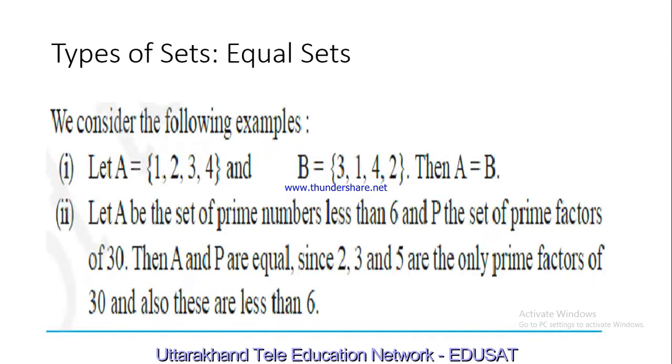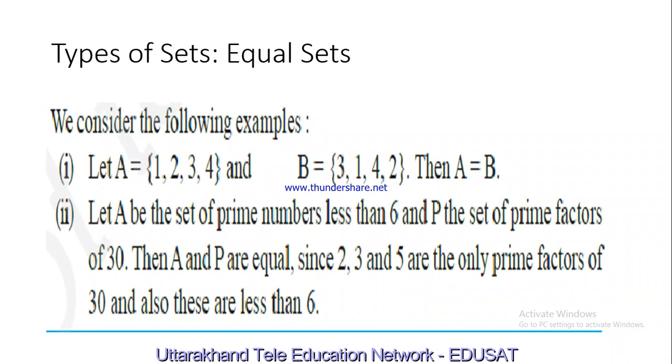So the first example is very simple. You can understand A is equal to {1, 2, 3, 4}, B is equal to {3, 1, 4, 2}. Though there is a difference of sequencing, the serial order is different, but still the elements are the same. There are 4 elements here, 4 in the other set also, and the elements are also the same. In A there is 1 2 3 4. In B also we have 1 2 3 4, but in a slightly different order. So these two sets are equal.